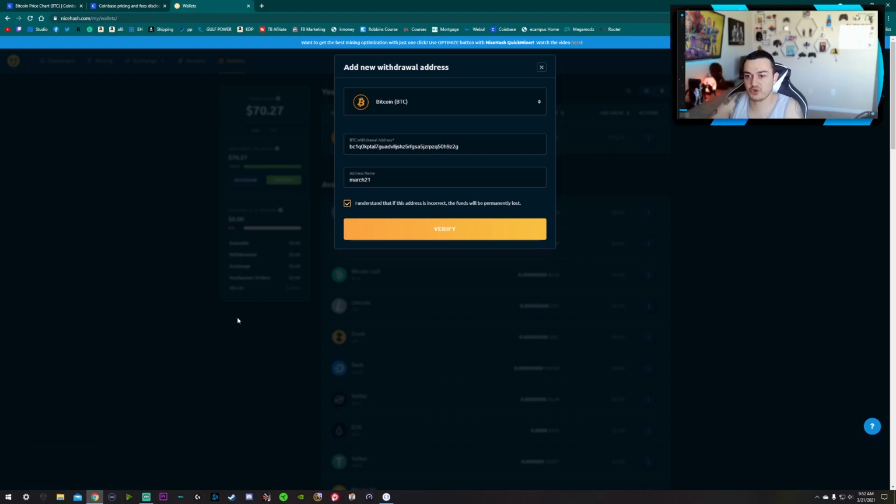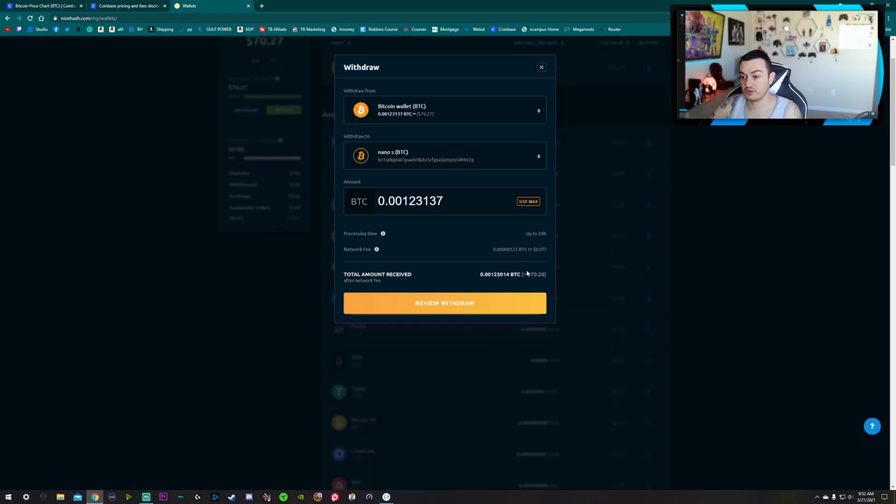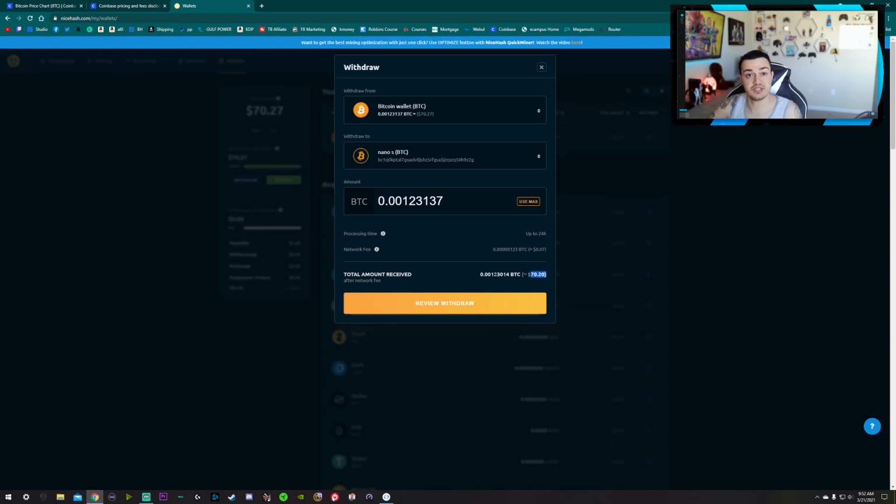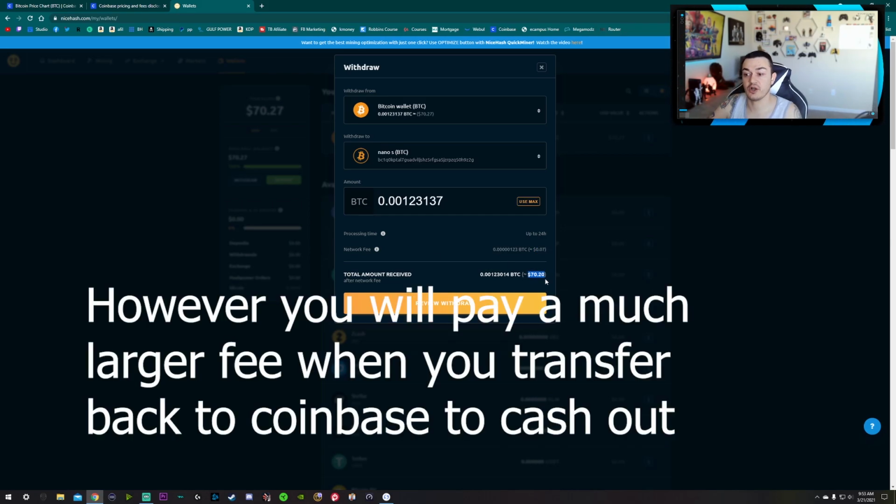Okay, it says withdraw address already exists because I had entered this before and I never completed the transaction. So over here, if I click use max, it's going to transfer all the BTC that I currently have in my wallet there. But as you see, I'm paying 7 cents, or 0.0000123 BTC, to transfer $70.27 to my hard wallet. I'm getting $70.20 in my actual hard wallet. So very, very minimal fees, very light.